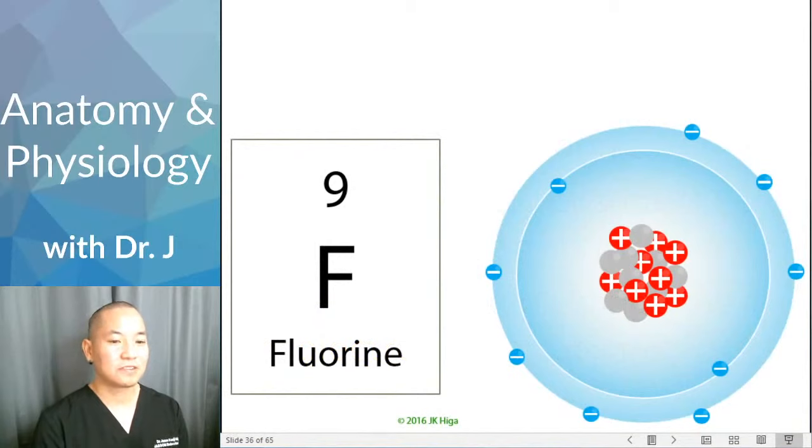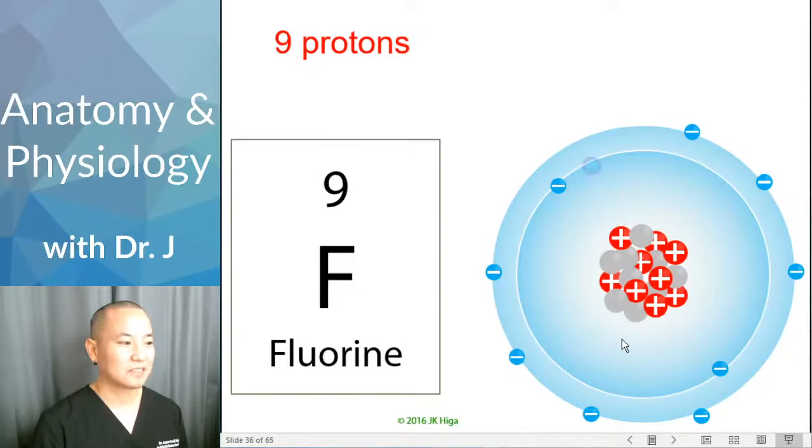So here we have fluorine. How many protons does it have? Hint, right there. So say we have 9 protons. Now what do we have surrounding here? Are those neutrons? No, they're electrons.